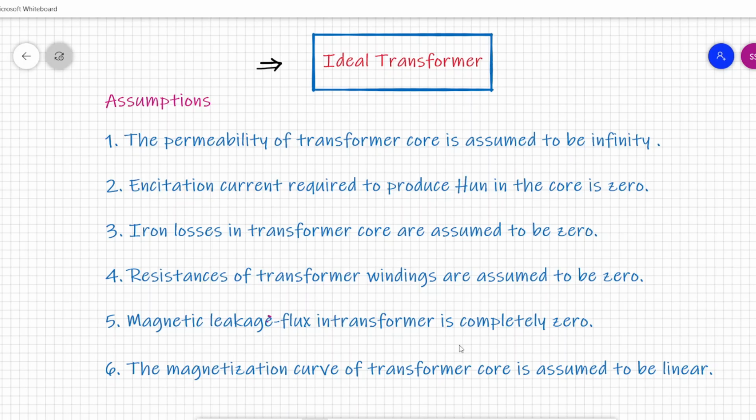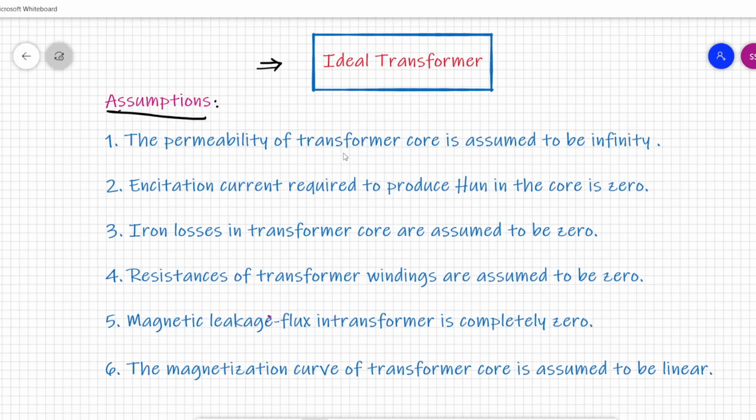In practical transformers there will be losses considered, and there will be resistances and iron losses. We are going to see those parameters for the ideal transformer and the practical transformer, and compare the behavior of our practical transformer. We are going to assume these things for an ideal transformer because it won't exist practically. All of these are assumptions only.